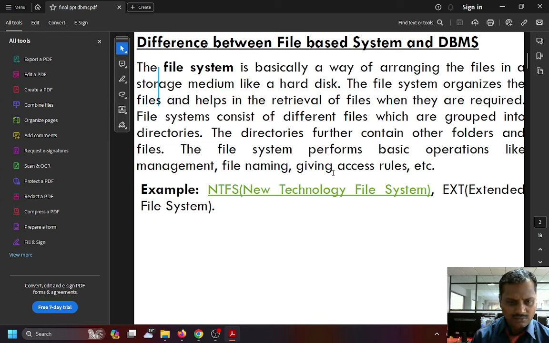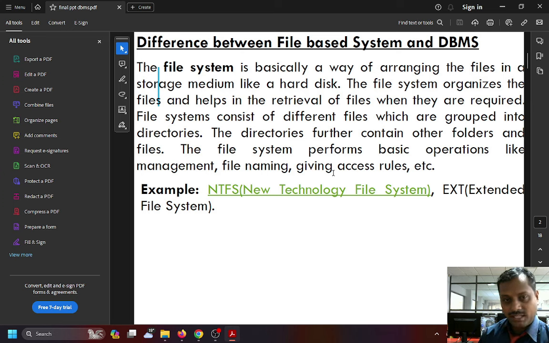Some examples of file systems are NTFS, that is New Technology File System, or EXT, that is extended file system. So the data is stored in a specific format using the respective file system. When I say file system, basically it is a way of arranging the files in a storage system, like a hard disk. You organize the files, and it helps in the retrieval of files when they are required. So you are not just storing them. In future, you get them as and when you require, right? That is just storing and retrieving back when it is required.